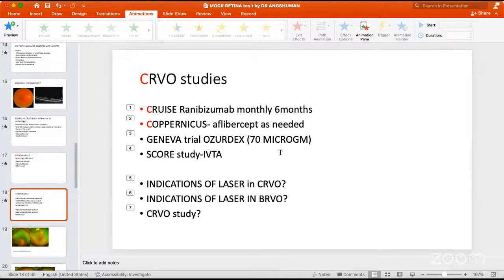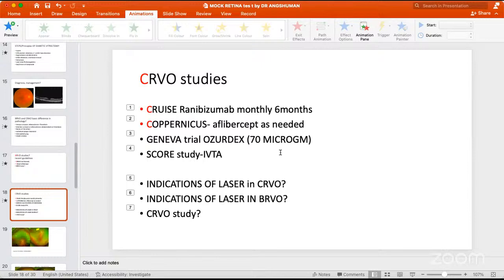Yes, sir. Can anybody please go ahead? For rubeosis iridis, new vessels in the angle, or ischemic CRVO with proliferative disease, or central edema, focal laser. Sorry, why do you laser? Focal laser means a single focus, a single spot.